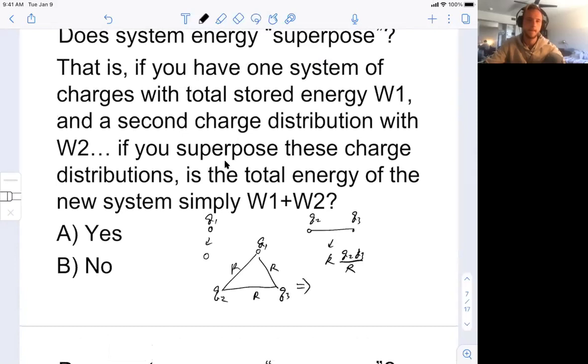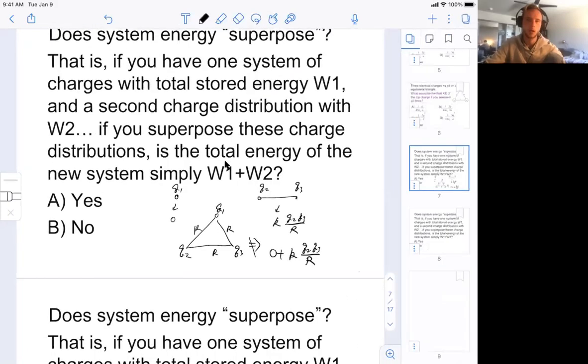Okay, so this one is obviously not going to be 0 plus K, Q2, Q3 over R, right? Yes. Okay, so did I get your idea correctly? That's what you're trying to say? Yeah, that's what I was trying to say. Okay, yes, very good.